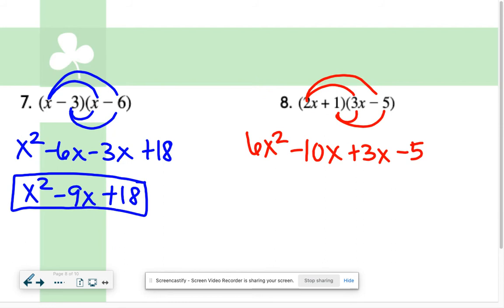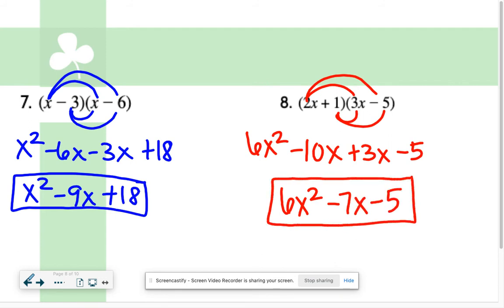Is anything combined? The x's. Yep. So what is negative 10x plus 3? Negative 7x. You guys are good. For a Monday, we're killing it. We're doing great.